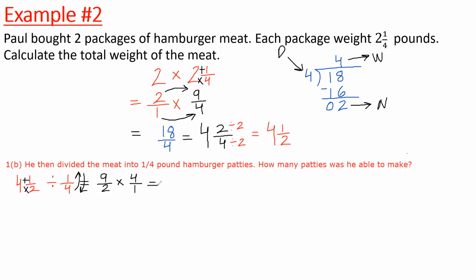Now we have to multiply. Angel, what is 9 times 4? It's gonna be what? 36. Very good. 9 times 4 is 36. And Angel, what is 2 times 1? 2. Very good.